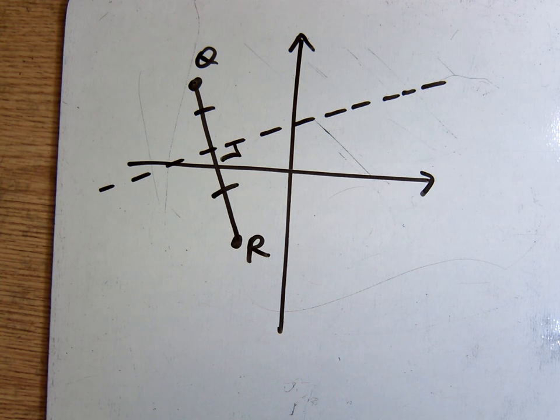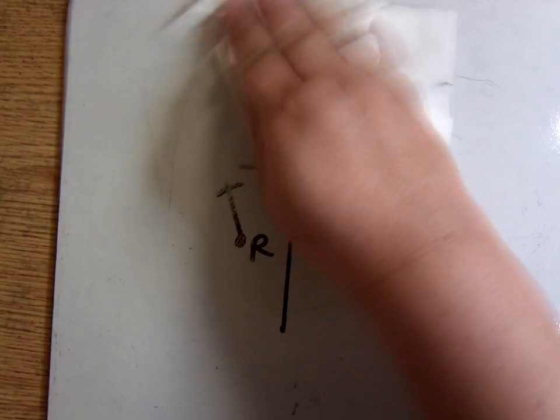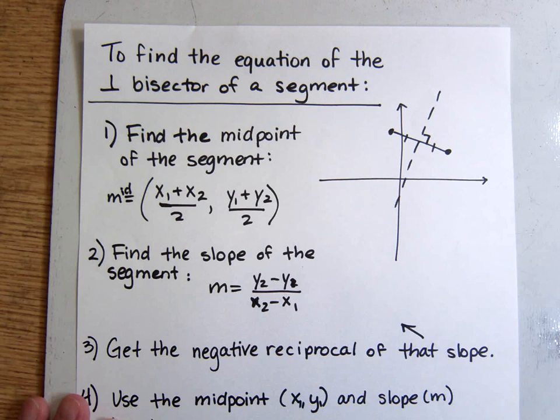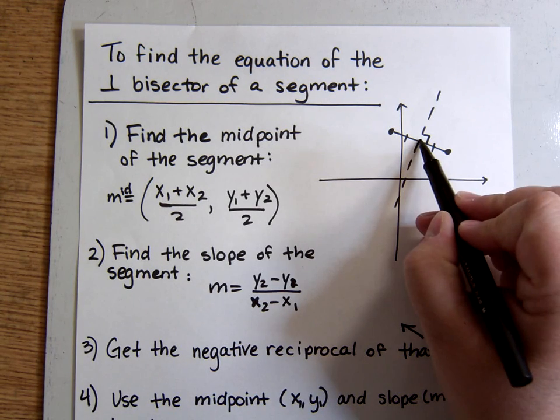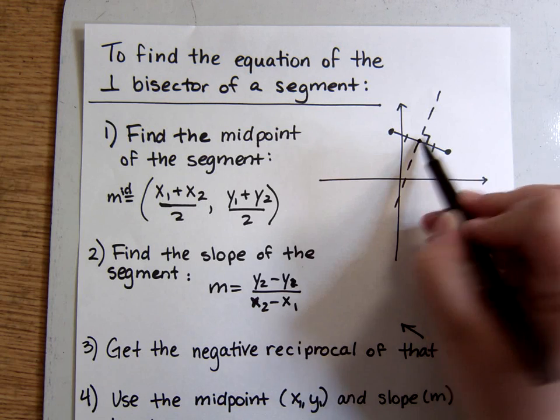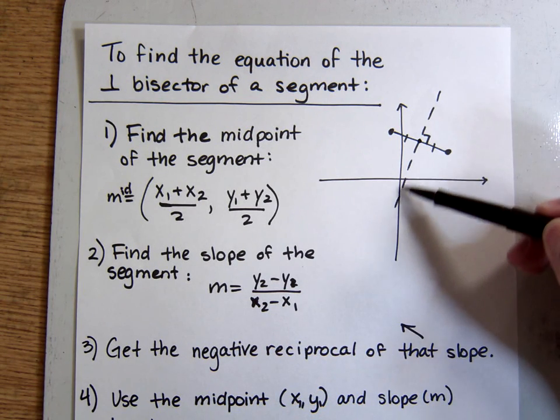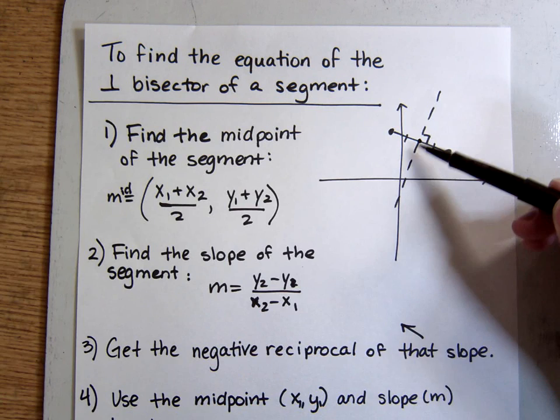All right, so there's basically 3 steps. You can think of it as 3 or 4 steps. But here's the scenario. To find an equation of a perpendicular bisector of a segment, you need to start out by finding the midpoint of the segment. Okay, so here's the midpoint. We know that that perpendicular bisector is going to go right through the midpoint. So that's why I need to find it.